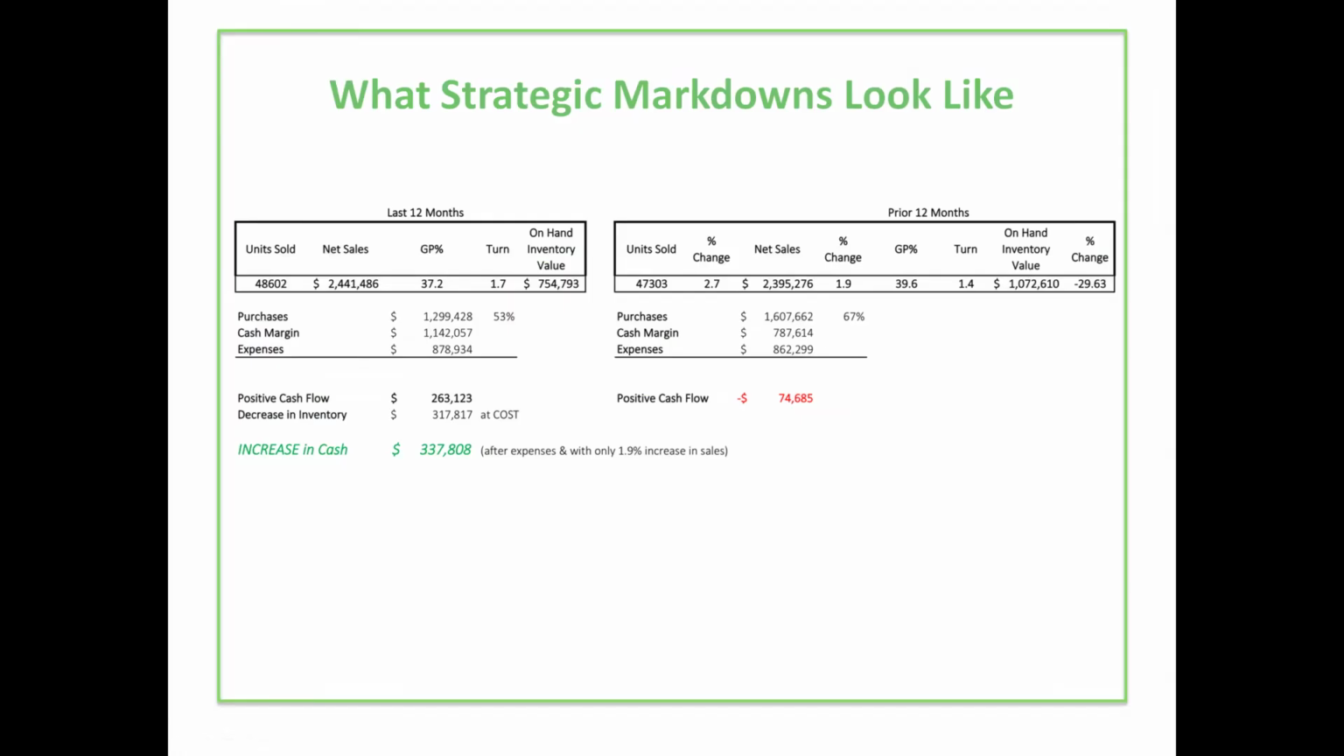For example, our operations expenses. Our operations expenses this year came in at 862,299. So when we take our cash margin of 787,614, subtracting that 862,299, their positive cash flow was actually a negative cash flow of about $75,000. Okay. Uh-oh. That's not great.